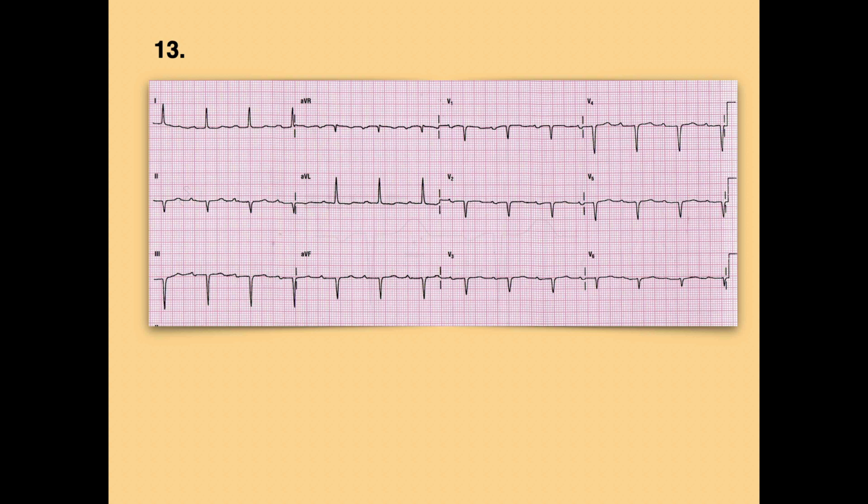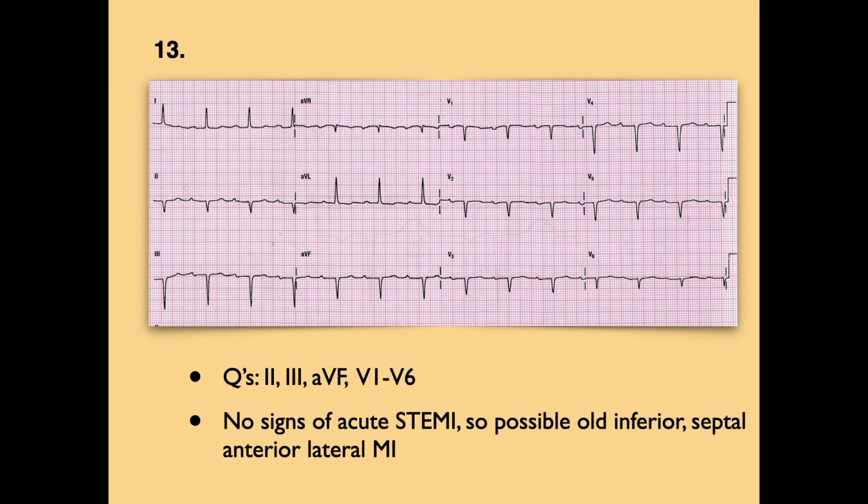So the question is, if all these pathologic Qs are a sign of old MIs, where were those old MIs located? Yeah, it seems like they might have been everywhere. Inferior. Yeah, lateral, septal and anterior. Okay, so Qs in 2, 3, AVF, V1 through V6, no signs of acute stuff, so possible old inferior, septal, anterior, lateral. Do you have to have it in two continuous boxes to count? Yes. Yeah, pretty much.